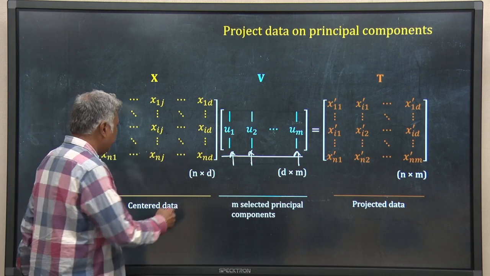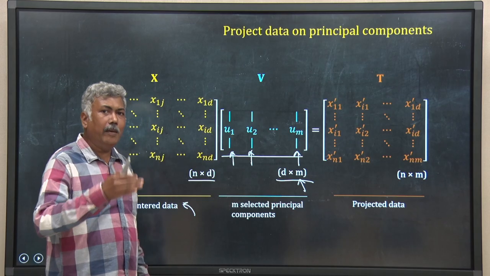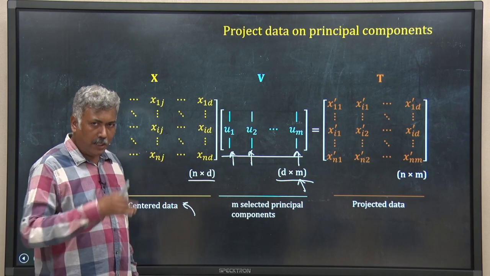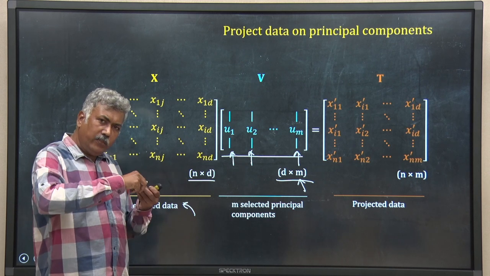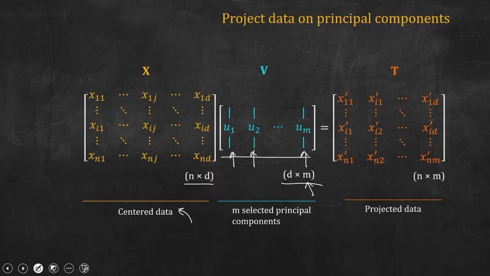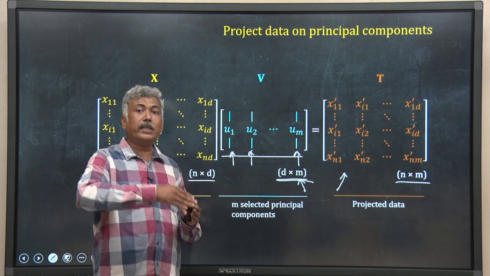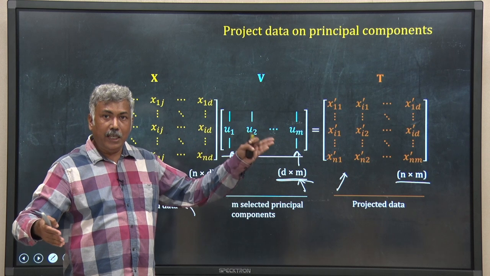So, what will I get? My original data, which is centered by default, is an n into d matrix, and I multiply that with a d into m matrix, because I have selected the first m principal components, from 1 to m, and each of these eigenvectors has d dimension, d into 1, right? So it is a d into m matrix, and if I do the multiplication, I get the projected data, and that dimension will be n into m, because n is the number of samples, but now they are projected on m dimension. So, d is bigger than m.